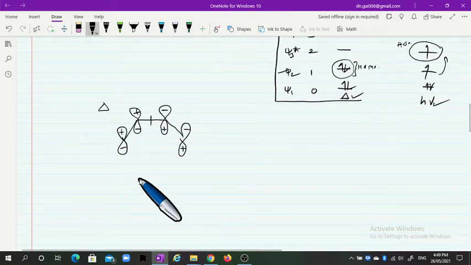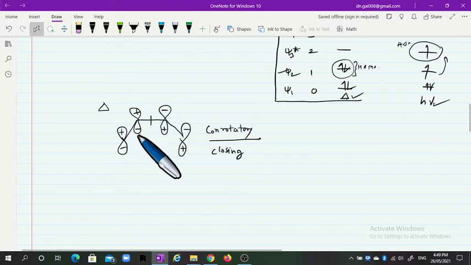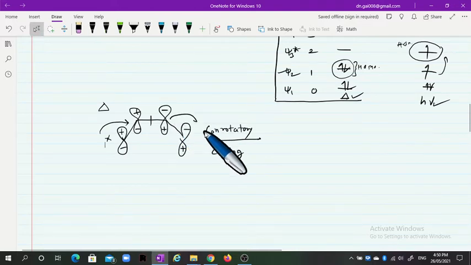Firstly, we will do the conrotatory closing of the open chain compound. During the conrotation, these orbitals will move like that. This orbital and this one also move in the same direction. This rotation of the orbitals is in the same direction, whether both orbitals move clockwise or anticlockwise, and that is called conrotatory closing.